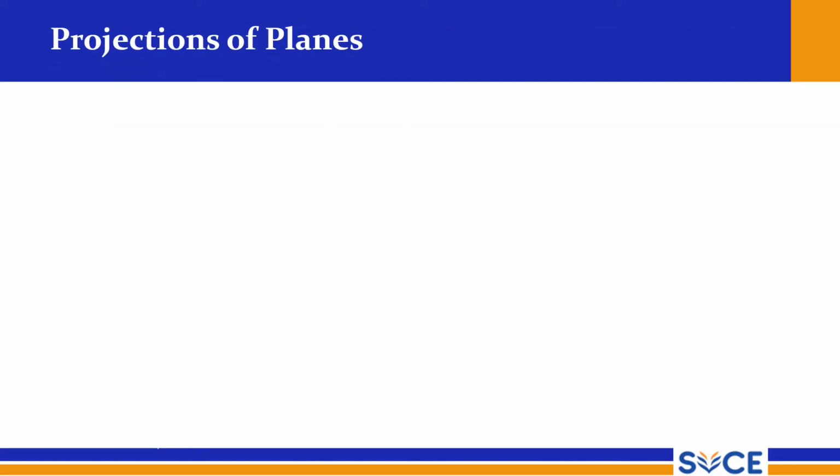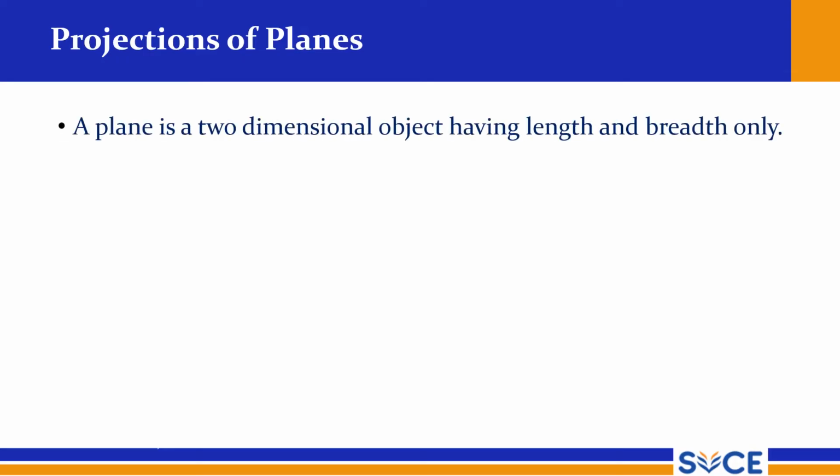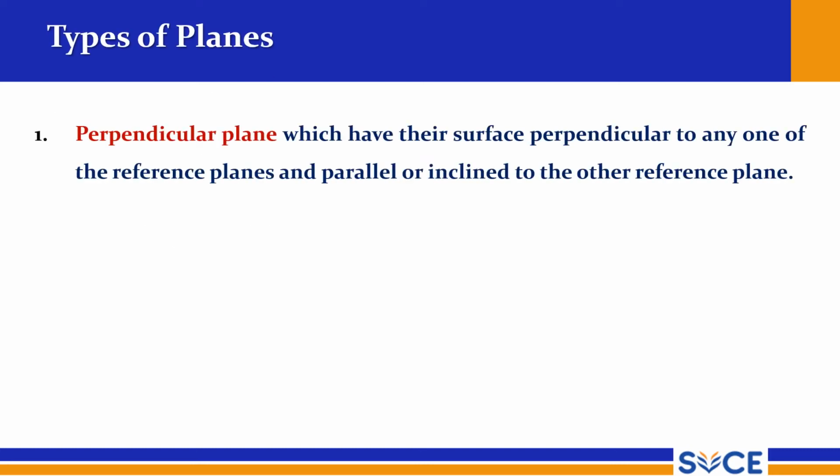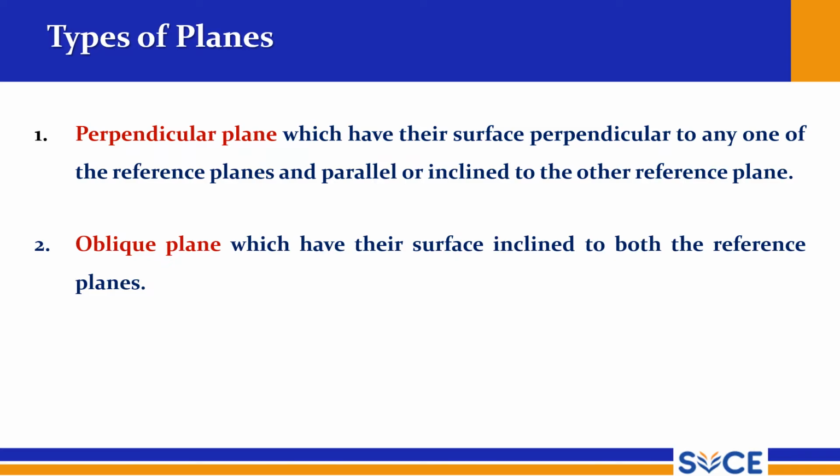So projections of planes. A plane is a two-dimensional object having length and breadth only. So its thickness is negligible. We are ignoring its thickness. And types of planes, there are perpendicular planes and also oblique planes. So oblique planes, it is the last case. The surface inclined to both reference planes. So we are not having this part or content in our syllabus.